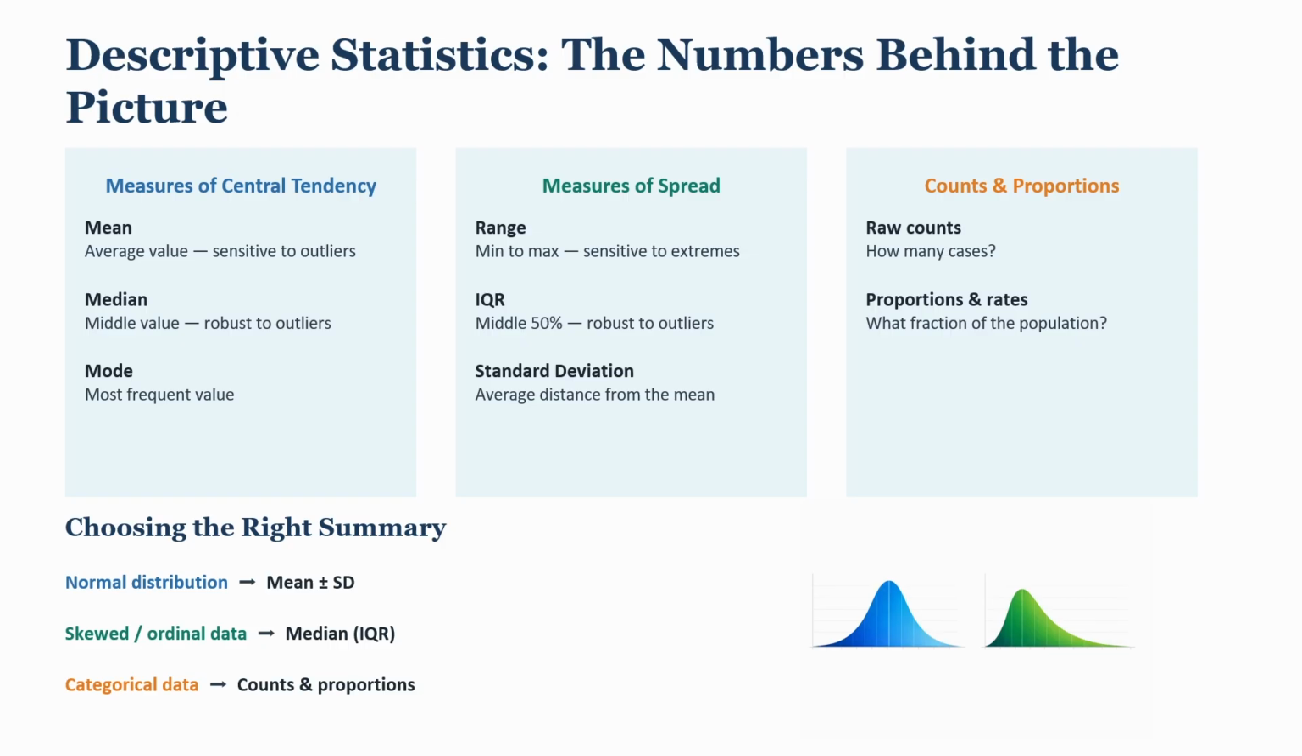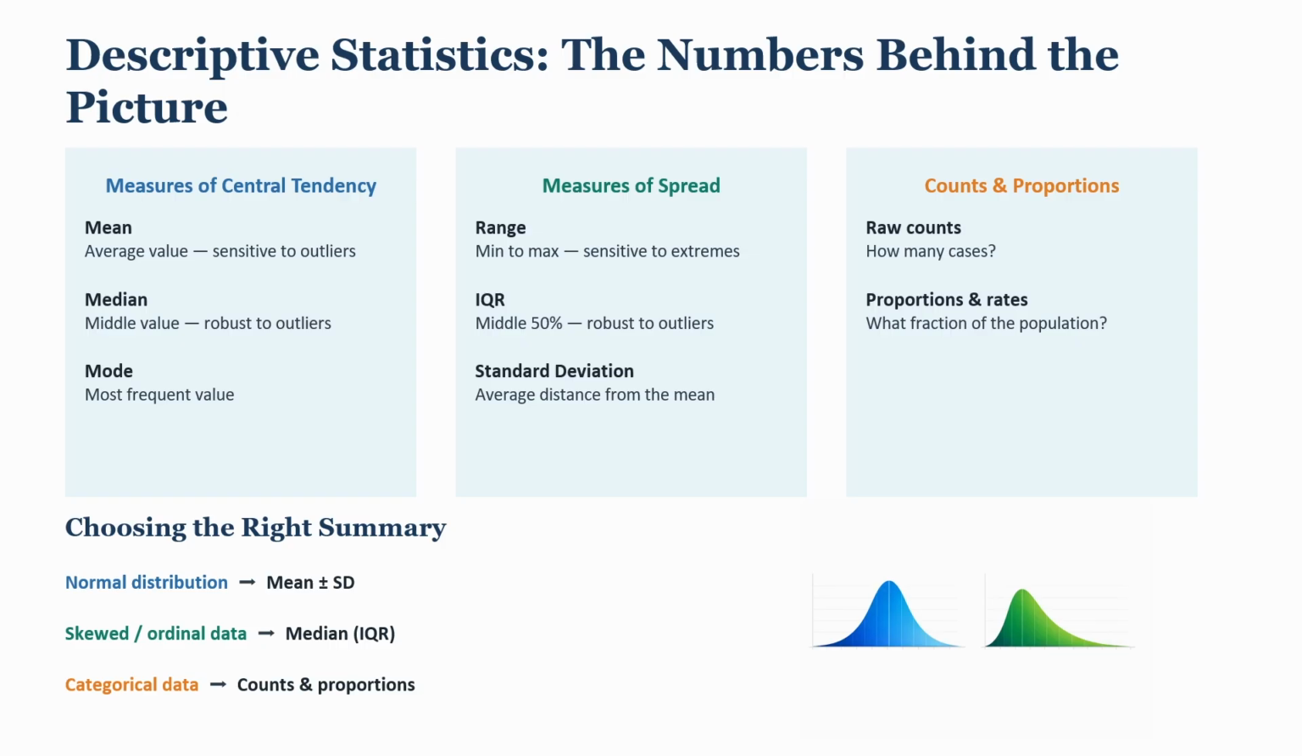The practical rule is match your summary to the shape of your data. For normally distributed continuous variables, body weight, blood glucose in a healthy population, report mean and standard deviation. For skewed distributions or ordinal data, days in milk at culling, body condition scores, pain scores, report median and interquartile range. For categorical data, disease present, absent, treatment group, breed, report counts and proportions.